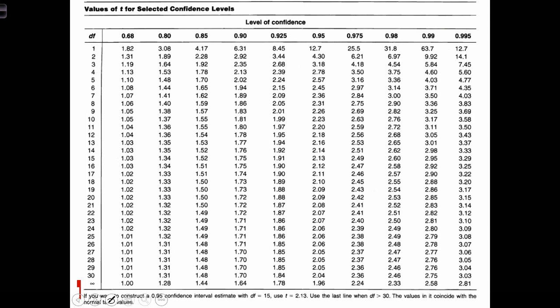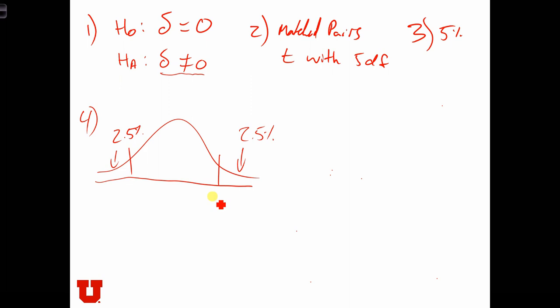Let's use our table. Because this is bidirectional, we're going to use the 95% confidence interval. And we said we had 5 degrees of freedom. So we'll go across, and our critical value is 2.57, and minus 2.57. We're going to reject if our t-statistic is in either of these ranges, and we're going to accept if our t-statistic is between minus 2.57 and plus 2.57.